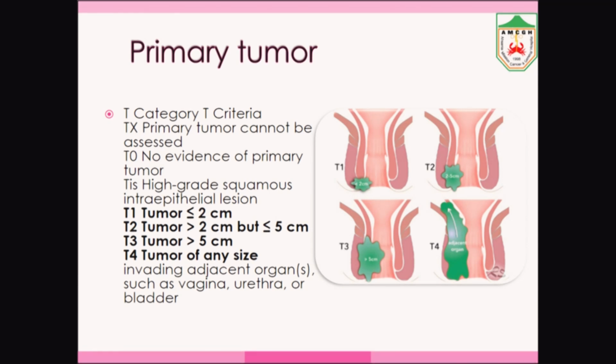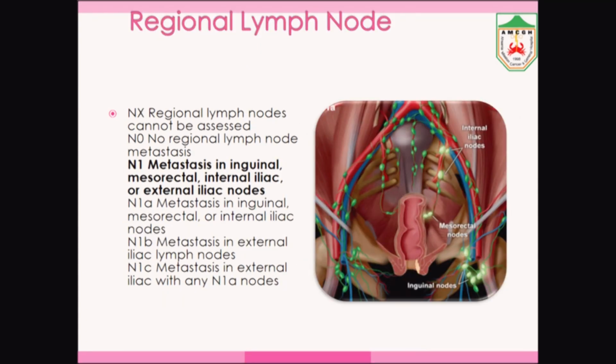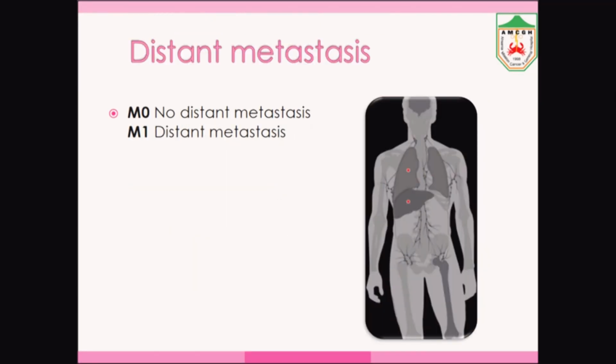The staging for T1 is less than 2 centimeter, T2 tumor is 2 to 5 centimeter, T3 is more than 5 centimeter, and T4 is any size with invasion of adjacent organs. Locoregional lymph nodes include the inguinal, mesorectal, internal iliac, and external iliac. The common iliac nodes are categorized as M1, which is metastatic. M0 is no metastasis, M1 is distant metastasis.